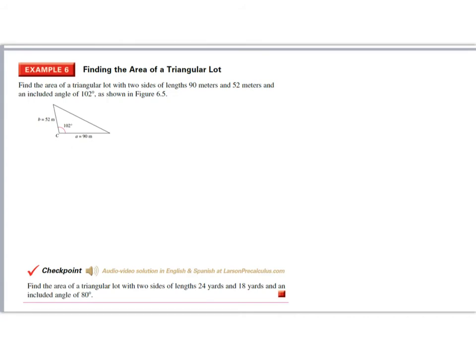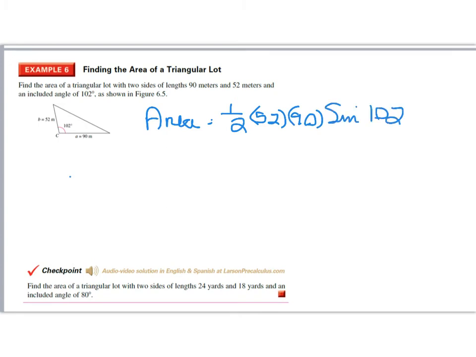So let's give this a go. And so we're going to find the area is equal to 1/2 your sides, 52 times 90, times the sine of your angle, 102. Therefore, your area is going to be 2289 square meters.